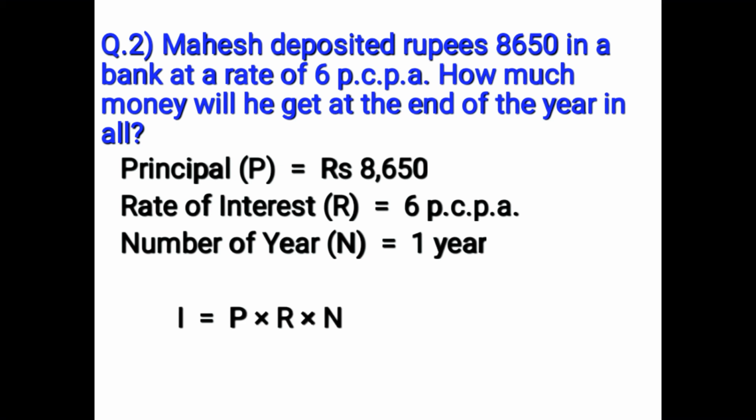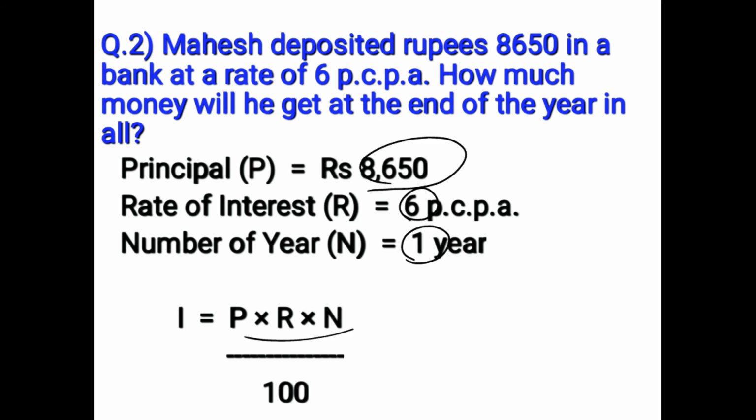And then use the formula of simple interest. Interest is equal to principal into rate of interest into number of years upon 100. You can write it in short form. I stands for simple interest. I is equal to P into R into N upon 100. Okay. Principal what number is there? Rate of interest what number is there? And number of years what number is there? Those numbers you have to write in multiplication form. And then you have to solve.